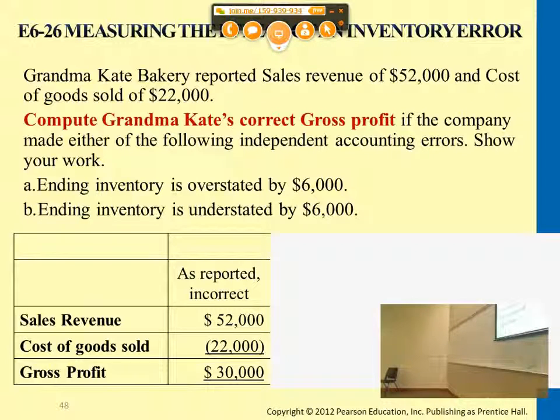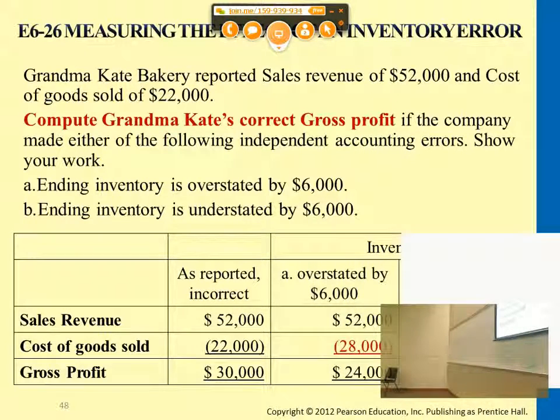So think about the relationship between ending inventory and cost of goods sold. If that is overstated, this is understated, right? So what would be the correct amount? If it's understated by $6,000, and this is $22,000, meaning you have to add back that $6,000, right? Again, if ending inventory is overstated by $6,000, it has the opposite effect for cost of goods sold. Cost of goods sold, you see right now, will be understated by $6,000. So in order to correct this dollar amount, you would have to add $6,000. It becomes $28,000.